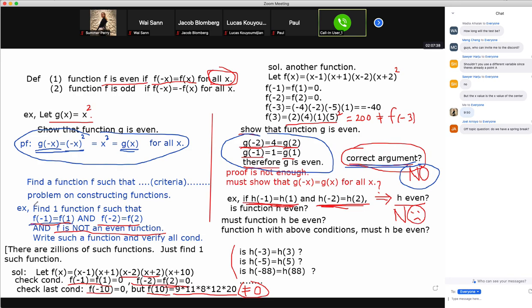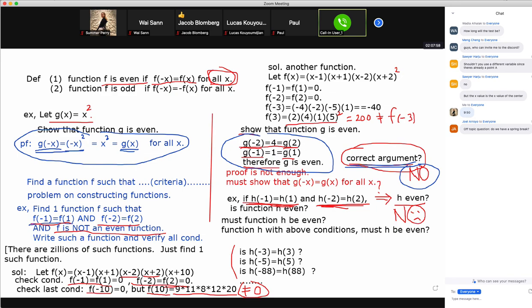So I think this is the kind of problem which I'm more inclined to give you. It's more interesting. And these are functions of the type where we have to find the function. Constructing-function type problems. Any questions here? So know how to prove and how to argue.